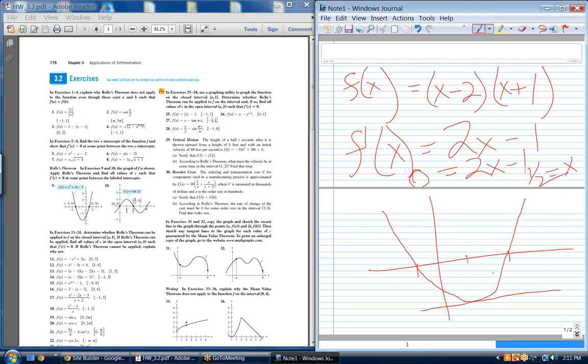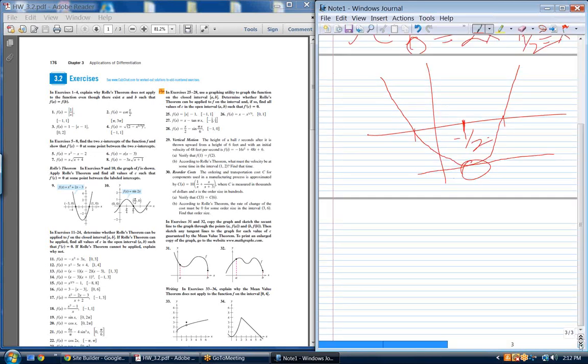Which means at that point right there, where x is equal to 1/2, the derivative of that function has a slope of 0. Okay? I don't want to go on until I feel like you understand what I'm saying. So I need a little bit of a clue.